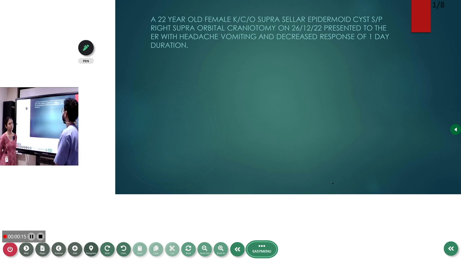A 22-year-old female, known case of suprasellar epidermoid, status post right supraorbital craniotomy on 26 December 2022, presented to the ER with headache, vomiting, and decreased response of 1 day duration. So, a young female came with headache, vomiting, and reduced response. What will be your differential diagnosis?